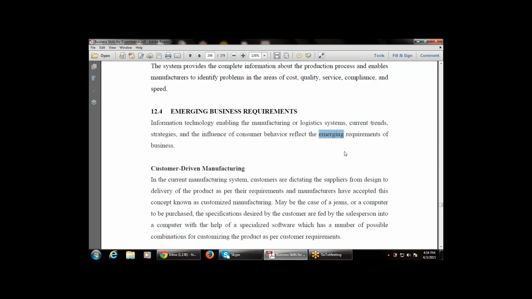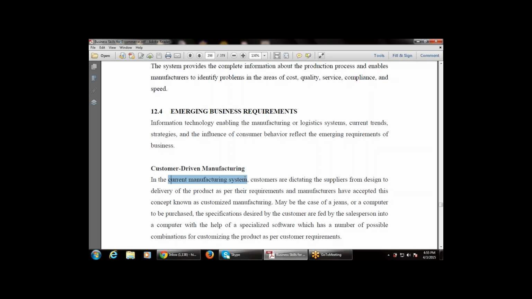So whenever there is a usage of the IT, that enables the manufacturing unit, logistic unit, and current trends, that increases the requirements of the business. That is, the requirement of the business will be increased. So what are the various business requirements? First is customer driven manufacturing. That is the first part.